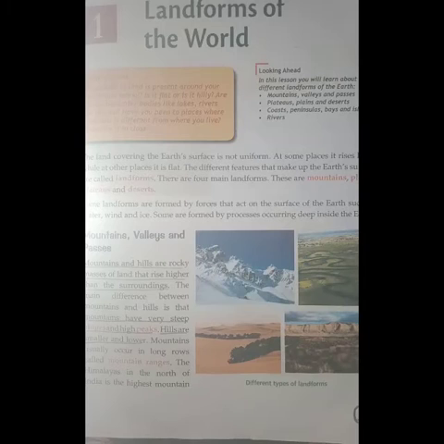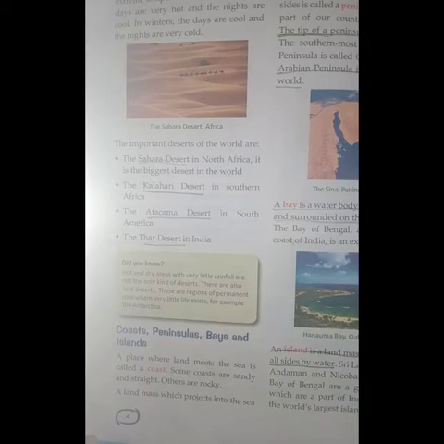Kids, in the previous class we learned about some landforms of the world. So let us continue with the topic. Today we are going to learn about coast, peninsulas, bays and islands. So let us learn what is a coast.